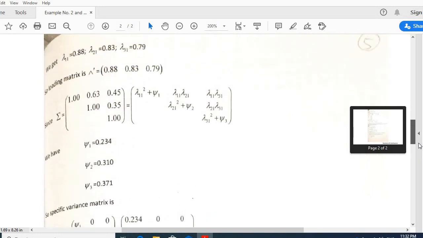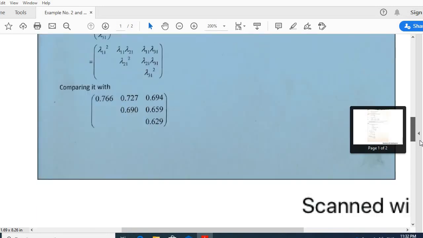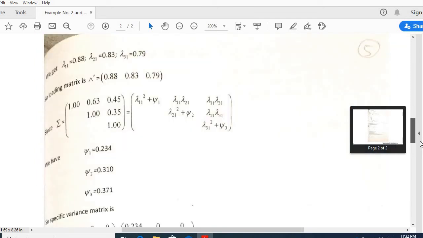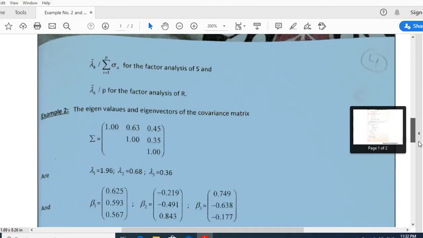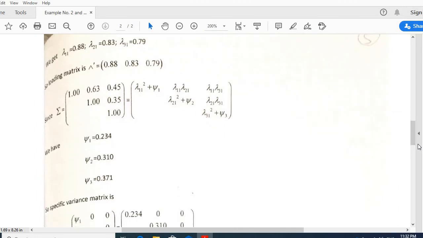The corresponding values, after comparing the above two matrices and solving them, are: lambda 11 is equal to 0.88, lambda 21 is equal to 0.83, lambda 31 is equal to 0.79. So the loading matrix, capital lambda transpose, is equal to 0.88, 0.83, 0.79.